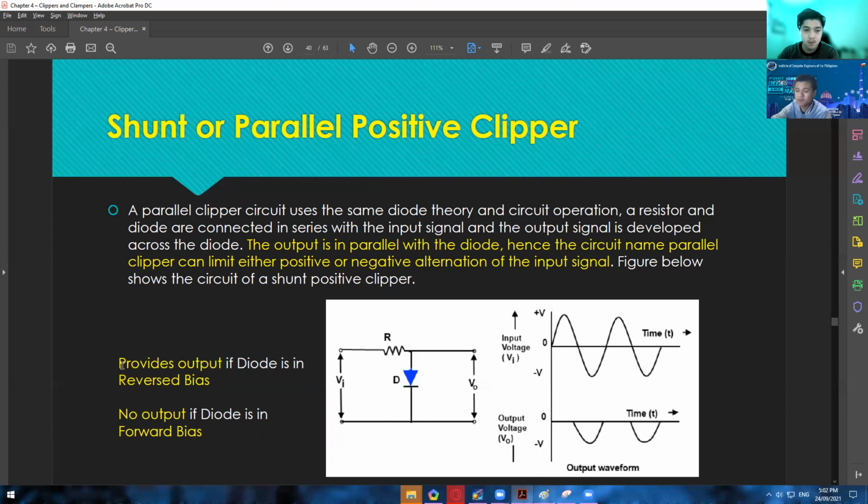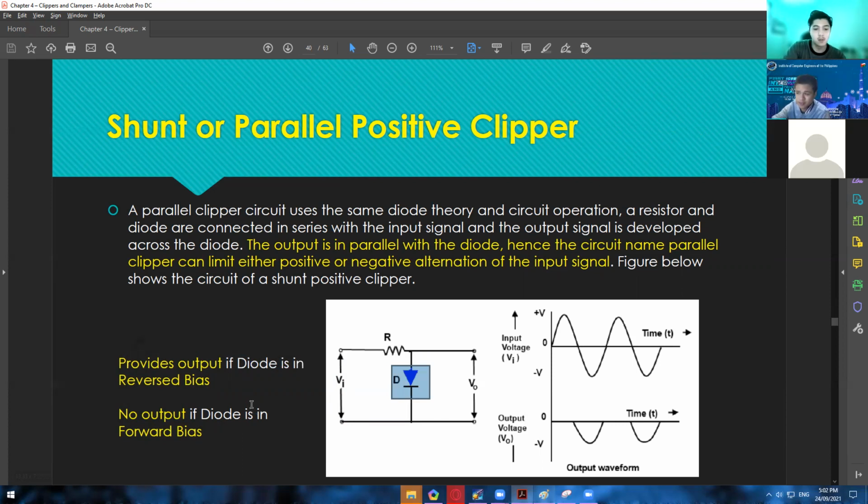So this one completely provides output if the diode is in reverse bias, and then there is no output if the diode is in a forward bias. So ito, kung ano talaga yung sinabi dito, yun na yun. Okay? So there is an output if we have a connection of reverse bias from our voltage input and the diode itself. And then there is no output if we have a forward bias. So this one is the opposite of your series clipper.